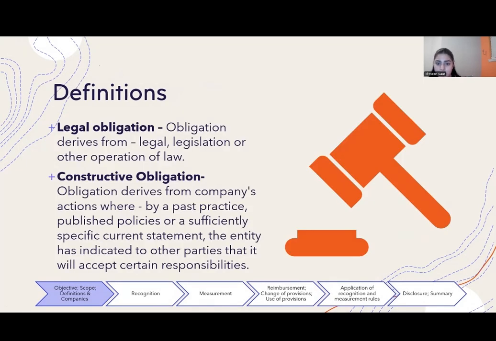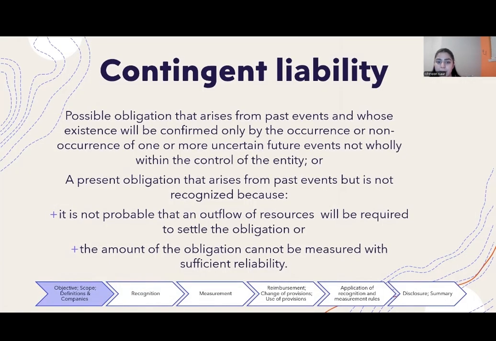Legal obligation is an obligation derived from legislation or other operation of law. Constructive obligation is an obligation derived from a company's actions, whereby through past practice, public policies, or a sufficiently specific statement, the entity has indicated to other parties that it will accept certain responsibilities. Contingent liability is a possible obligation that arises from past events whose existence will only be confirmed by the occurrence or non-occurrence of one or more uncertain future events that is not in control of the entity.